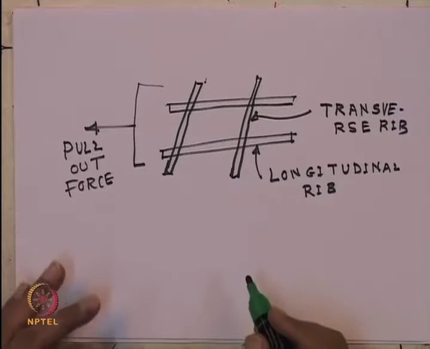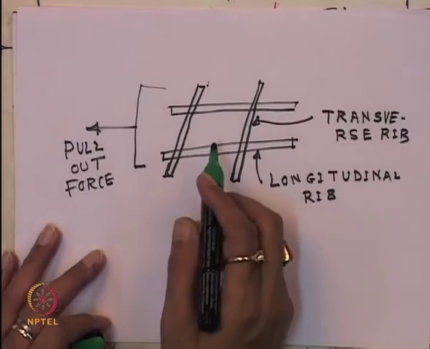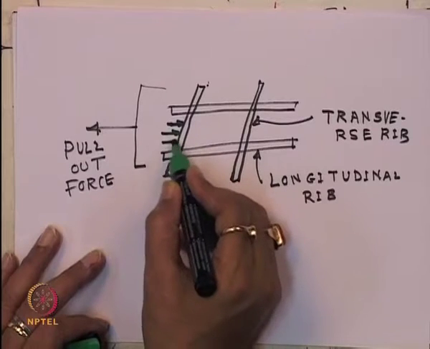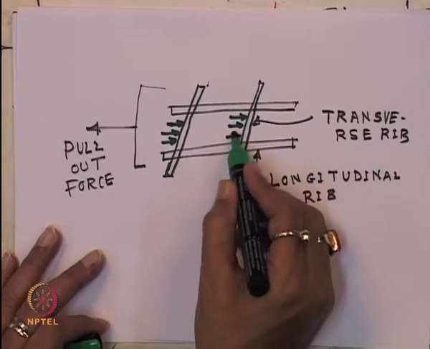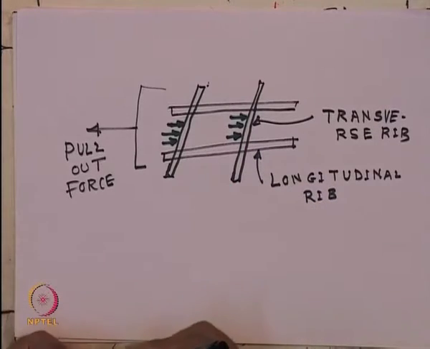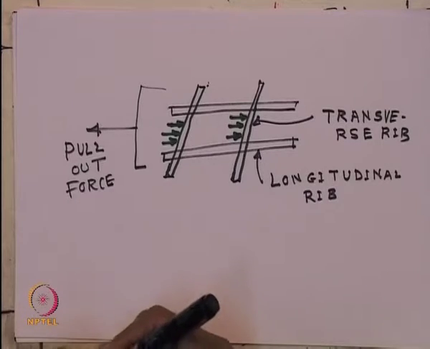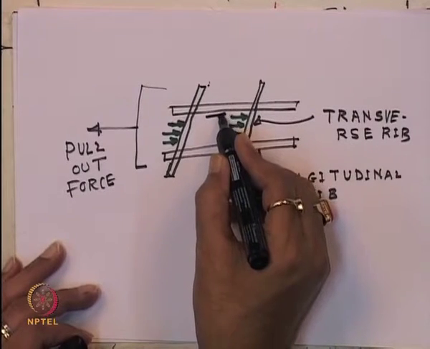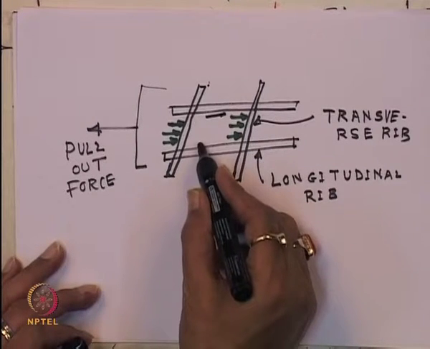development of friction as well as passive resistance. You can see there is a development of passive resistance here, and there is a development of passive resistance here. Also there will be the development of friction. You can see there will be development of friction.